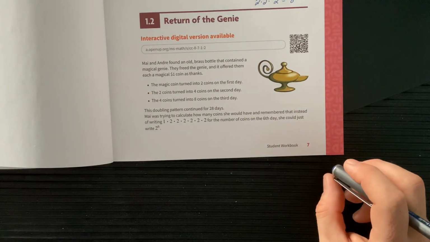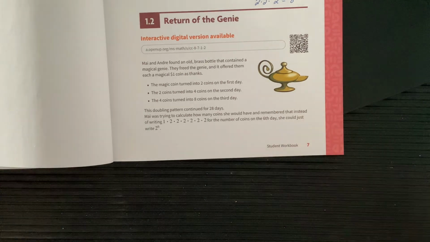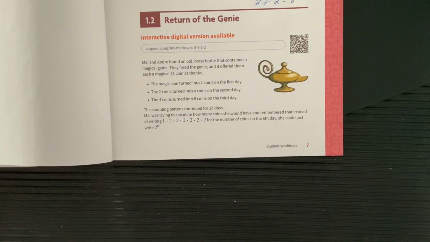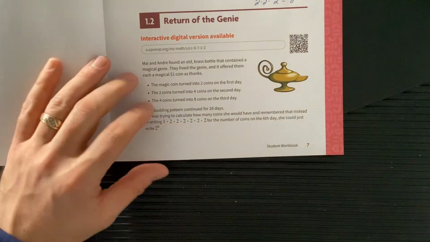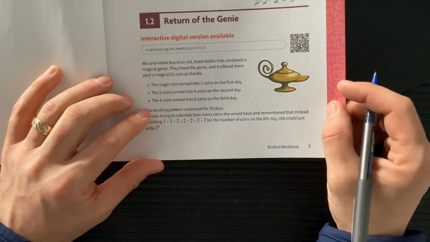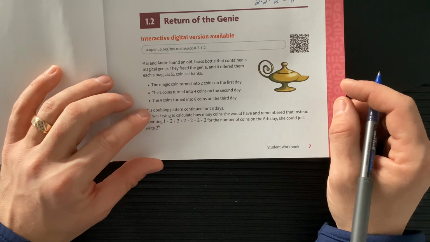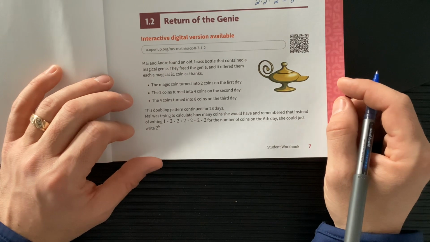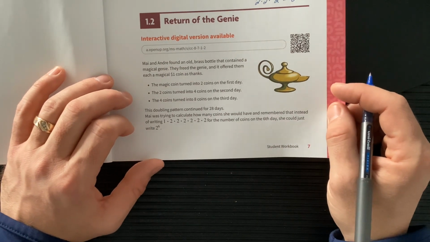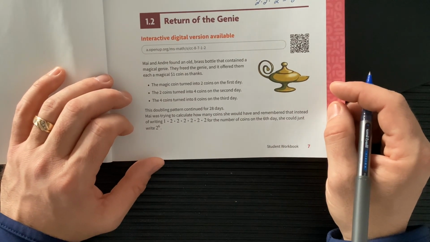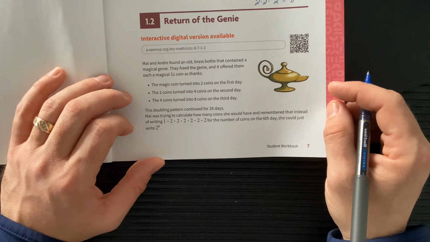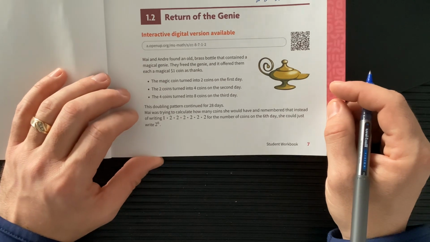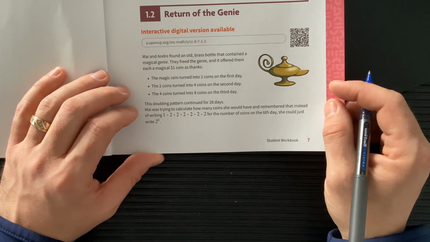Would you read it for me, Parker, please? About Maya and Andre. Maya and Andre found an old brass bottle containing a magical genie. They freed the genie, who offered them each a magical $1 coin as thanks. The magic coin turned into 2 coins on the first day. The 2 coins turned into 4 coins on the second day. The 4 coins turned into 8 coins on the third day. This doubling pattern took 28 days. Maya was trying to calculate how many coins she would have.